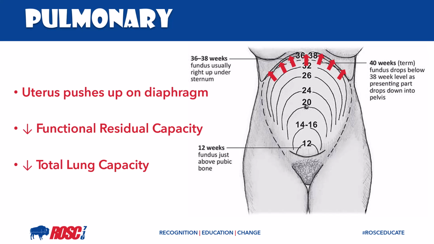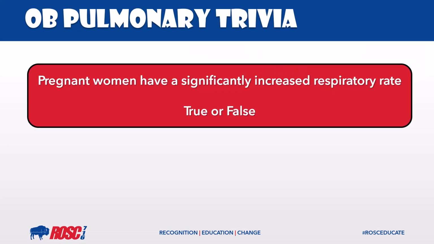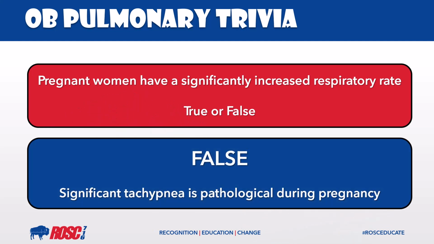We can think of functional residual capacity as a volume of gas left after a normal breath. And even after a maximum expiratory effort, there's also something remaining called a residual volume. If we decrease our FRC, our functional residual capacity, we also decrease our total lung capacity. Before moving forward, I have a question I want you to ask yourself. Pregnant women have a significantly increased respiratory rate. True or false? The answer is actually false. Respiratory rate increases just a little, if at all.